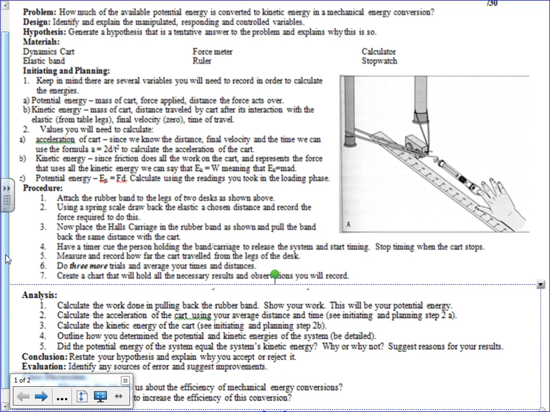We're going to attach the rubber band, same as we did before. Use the spring scale to draw back the elastic to a chosen distance and record the force required to do this. Place the Hall's carriage. A Hall's carriage doesn't look quite like the little Tinker Toy block thing they've got in the diagram. This is a Hall's carriage. The reason we use these ones is that, if you do it right, they go in a straight line pretty well. If you get them in there crooked, they will spin out, which, although it looks cool, doesn't give you very good results.